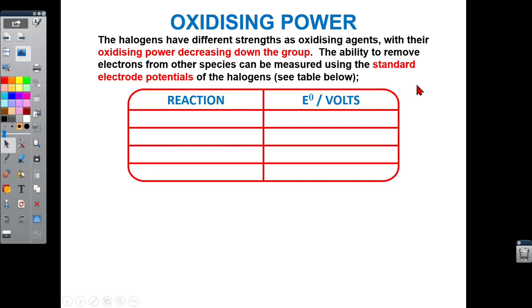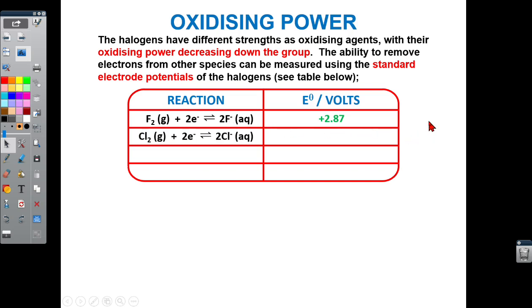So if we take a look at the top of the group here and look at fluorine, fluorine gas accepting an electron to become fluoride ions gives us quite a large electrode potential value. Now, I know 2.87 doesn't seem a very big number, but in the world of electrode potential values, that is quite a large positive value. That tells us that fluorine is very good at pulling in electrons. It has a high affinity for electrons. It's highly electronegative, and it wants to form fluoride ions.